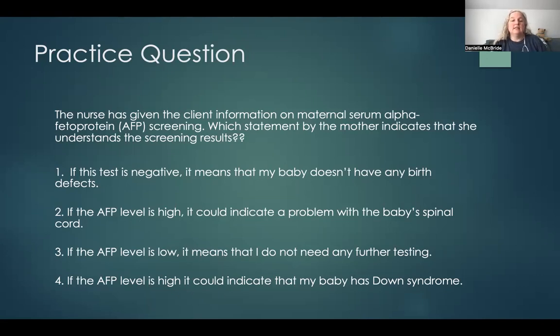All right, so if it's negative, that means my baby doesn't have any birth defects. Okay, this is only an indication of certain things. If it's high, it could be a problem with the spinal cord. That's true. Remember, low for Down syndrome, high for neural tube defects. If it's low, I don't need to do anything. That's not true. And if it's high, it could indicate Down syndrome. That's opposite. Okay, so the answer for this is number 2.